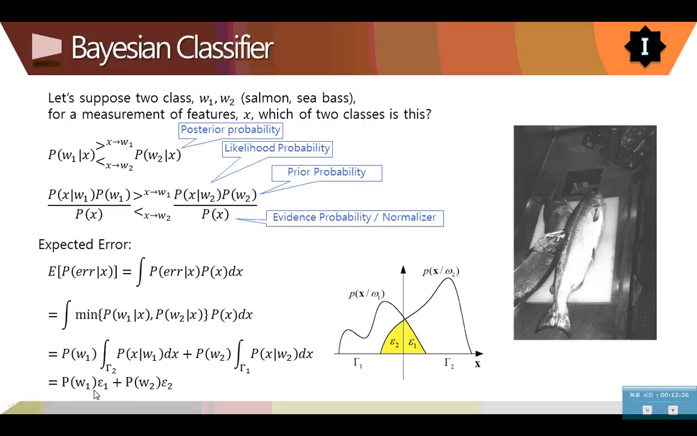So basically, it will converge to this equation, which means the error is the area here multiplied by the prior probability of omega 1, and the area here multiplied by the prior probability of omega 2. And this makes sense, because if we have 20% salmon, then the error here will have 20% weight. This is the meaning of this equation, and so forth, vice versa. So this is the basics.